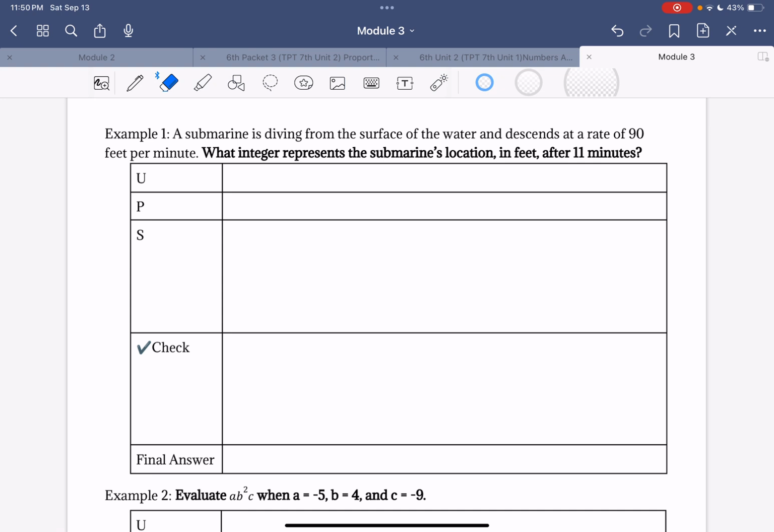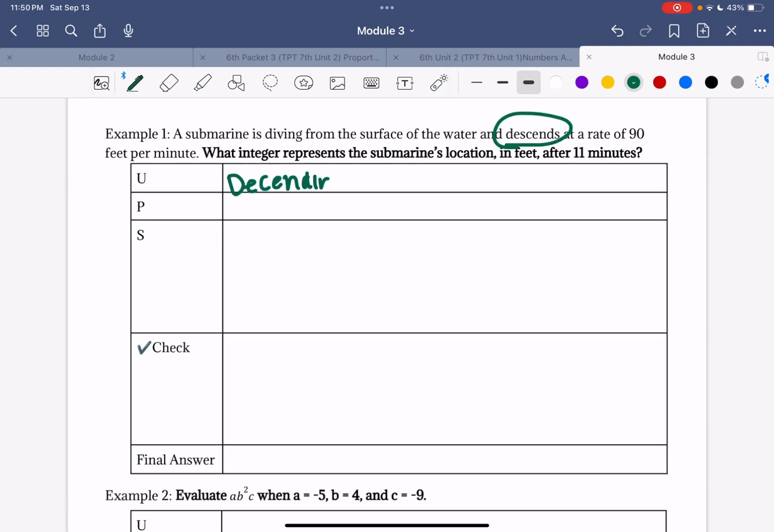A submarine is diving from the surface of the water, and it's descending at a rate of 90 feet per minute. Descend 90 feet per, and when it just says minute, you assume it's per every 1 minute. Okay. And they're asking you to find the submarine location in feet after 11 minutes.